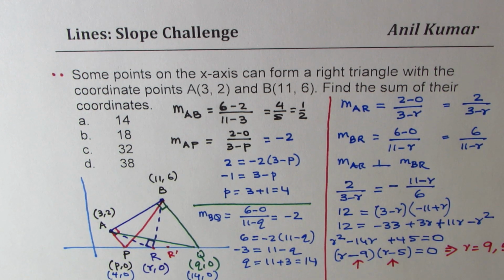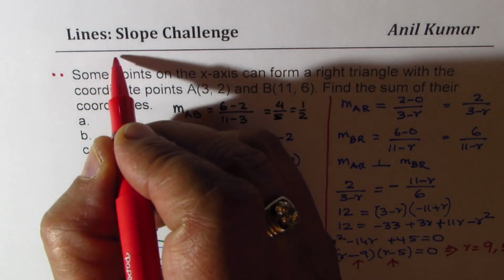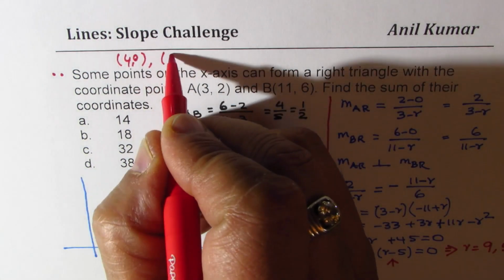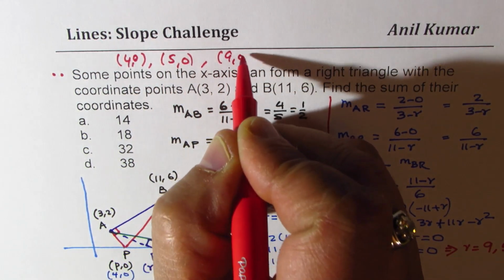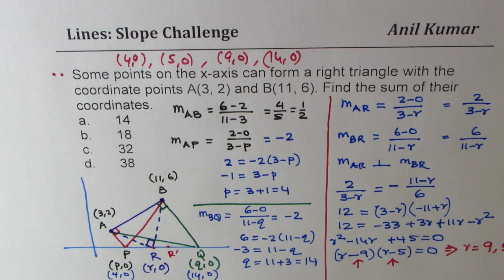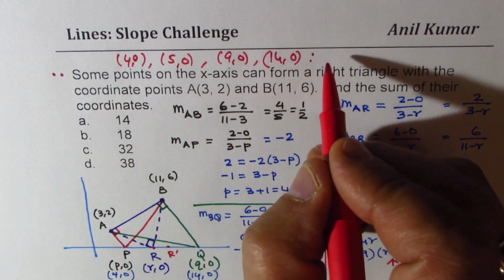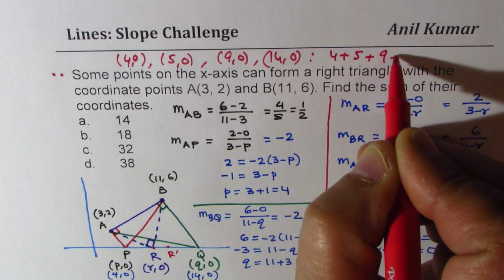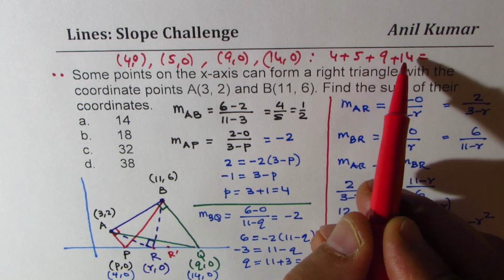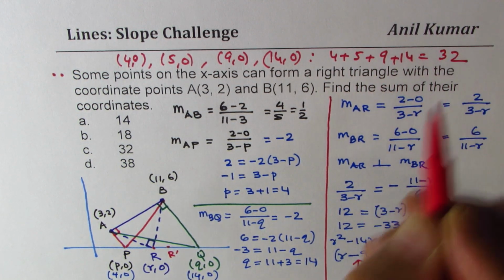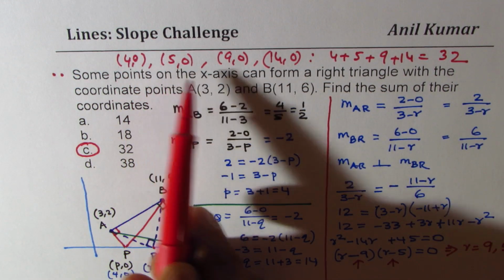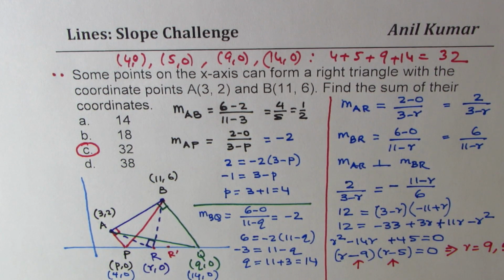Perfect. So what we get here is that the 4 points are 4, 0. Then we have 5, 0. Then we have 9, 0. And we also have 14, 0. So there are 4 coordinates. So the first answer of 4 was correct. And now let's add these, right? So what is 4 plus 5 plus 9 plus 14 equal to? So that gives you 9 plus 9, 18. 18 plus 14 is 32. So C is the right option. The sum of their coordinates means just adding the x and y values of each coordinate to get the sum.